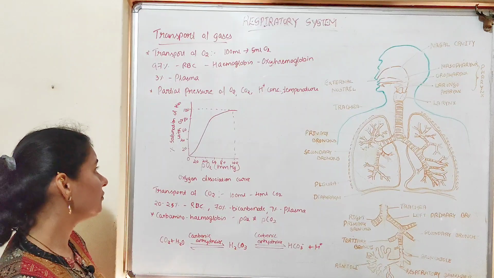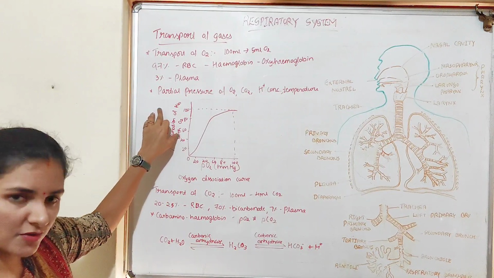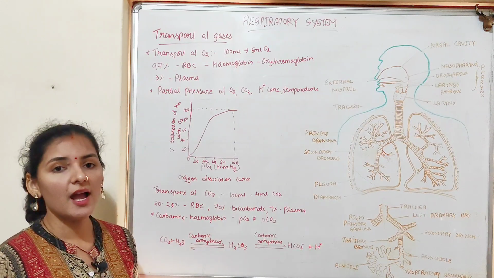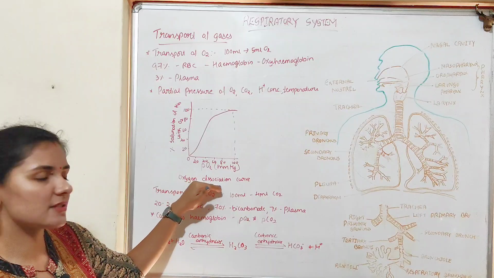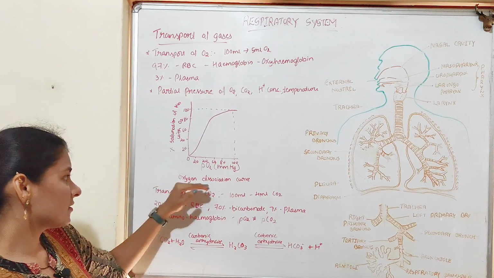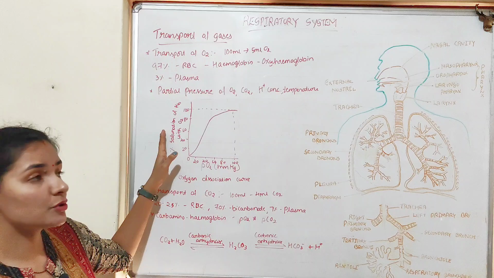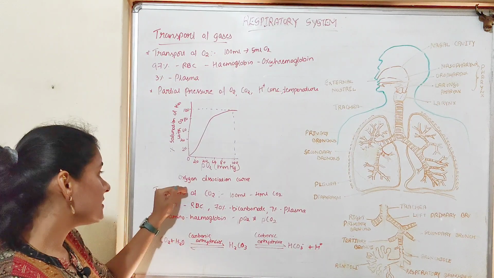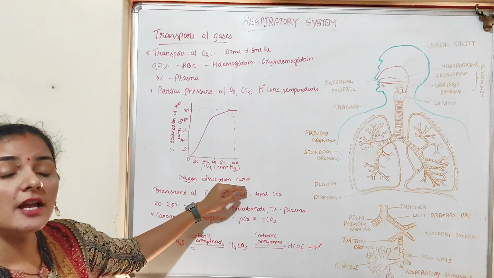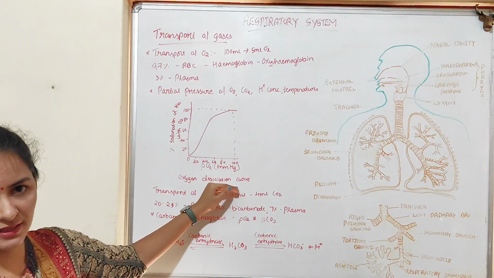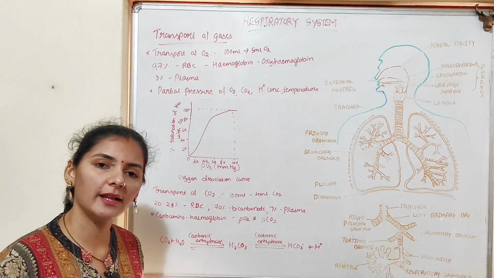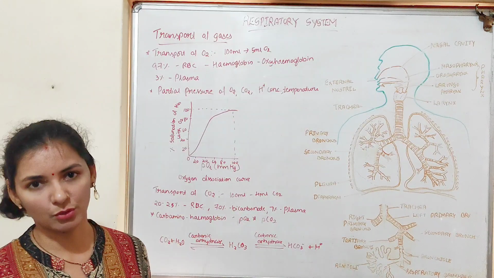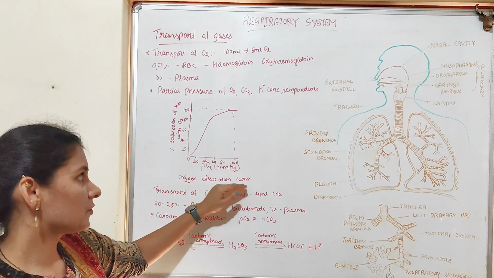So if you plot a graph of percentage saturation of the hemoglobin with oxygen against the partial pressure of oxygen, you will get a sigmoid curve, and this graph is known as the oxygen dissociation curve. This curve is used to learn the effect of factors like partial pressure of oxygen, partial pressure of carbon dioxide, hydrogen ion concentration, and the temperature in the formation of oxyhemoglobin. So that is about the oxygen dissociation curve.